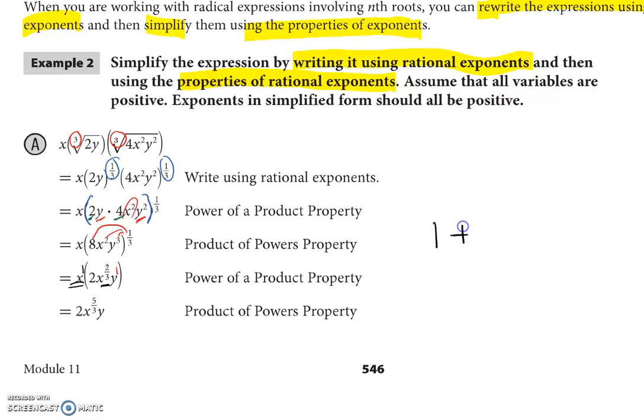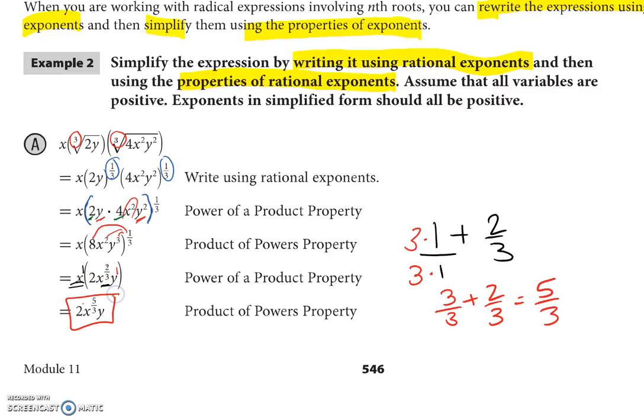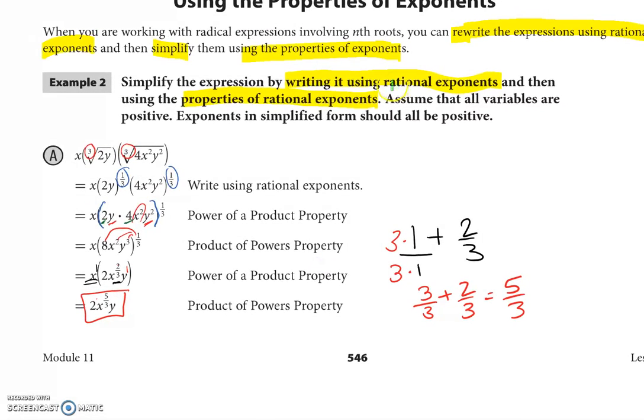I'm going to get 1 plus 2/3, and I need to get common denominators. So I multiply top and bottom by 3, and I get 3/3 plus 2/3, which is 5/3, which is how we get x to the power of 5/3 here. The 2 just came down and the y just came down. So the first thing we did was write it using rational exponents, then we used our properties, and the last thing is we make sure that all of our exponents are positive, which in our solution here they are.